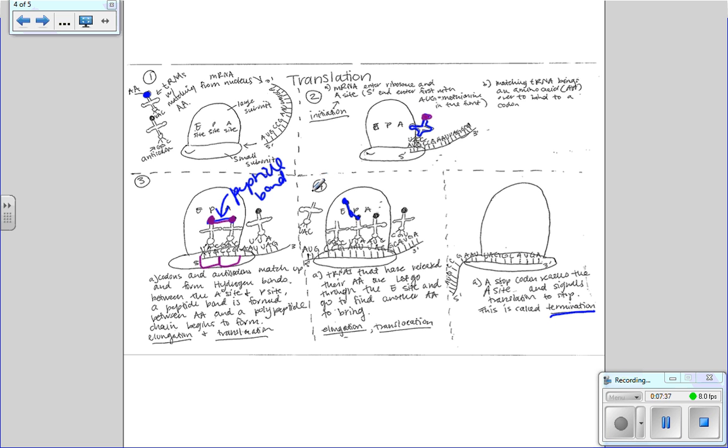How do they build on top of each other? Why do they build on top of each other? Because we're trying to make a protein, and we have to bond the amino acids together to make a protein, because a protein is a long chain of amino acids.